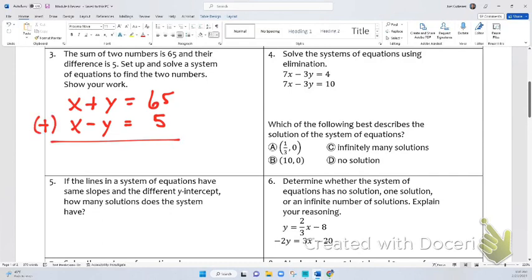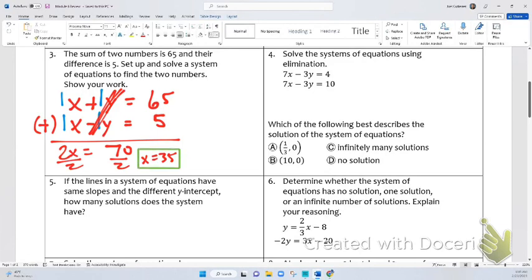The reason why I'm adding straight down is because if you look at our coefficients, there's 1x up here, 1x down there, 1y up, and negative 1y down. Because we have opposites, a positive 1y and a negative 1y, if we were to add straight down, that's going to be using elimination. So those go away. 1x plus 1x gives us 2x. 65 plus 5 gives me 70. Divide both sides by 2. We end up with x equals 35. So there's your answer for the first one.